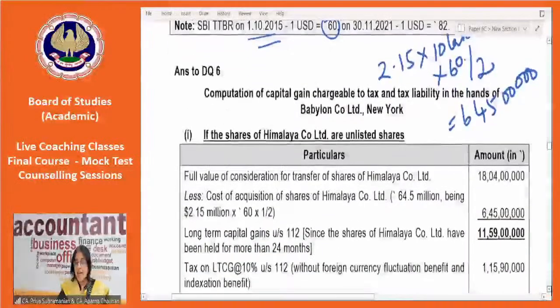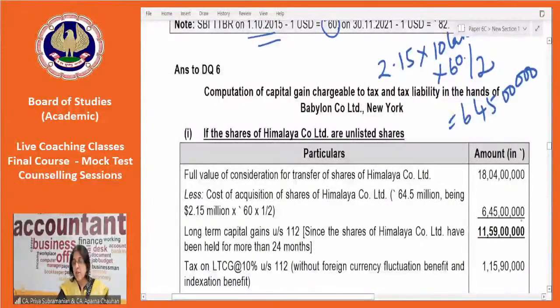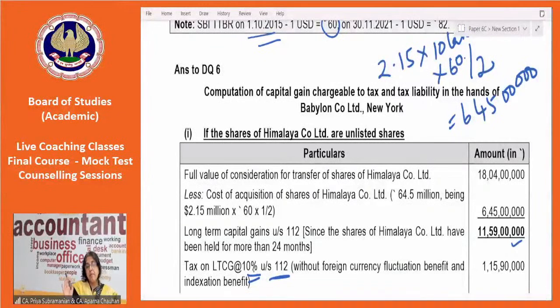Sale price is directly given, 645 lakh, so the difference is long term. You don't get the benefit of indexation. This is taxable under section 112 at 10%. Unlisted shares held for more than 24 months are long term, taxable at 10% under 112 without foreign currency fluctuation benefit and indexation benefit.